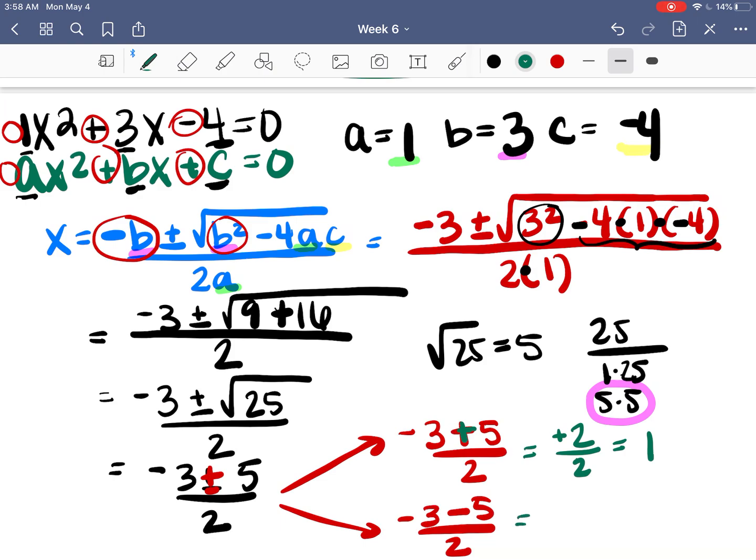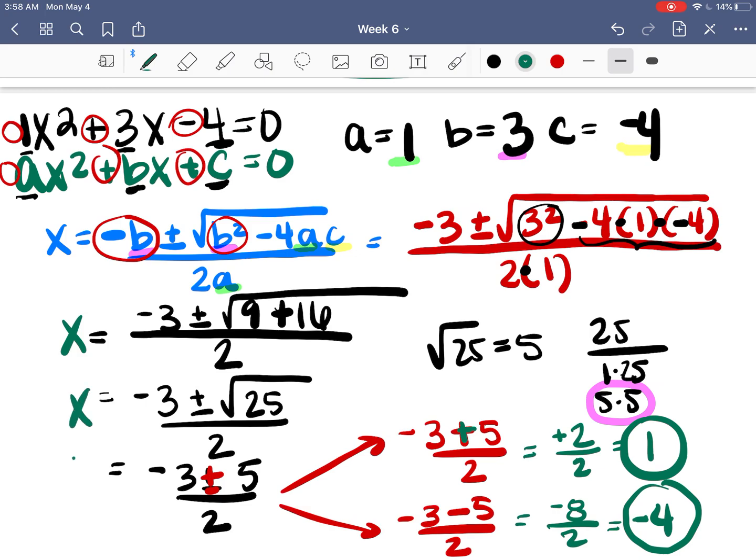All right. Negative 3 and a negative 5 make a bigger negative. I'm going to add them together and get negative 8. Divided by 2, negative 8 divided by 2 is negative 4. So these are my 2 answers, my 2 solutions, my 2 roots. Remember that our goal here the whole time was to find out what x is equal to. So here are what my x's can be equal to. X can be equal to positive 1 or x can be equal to negative 4.